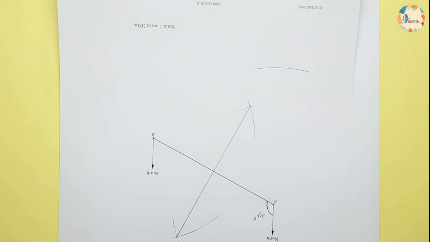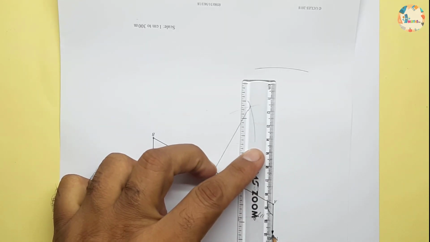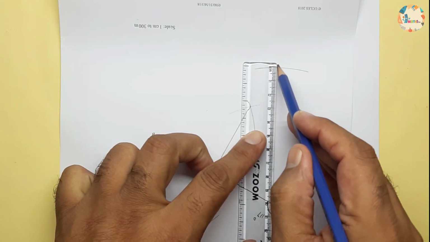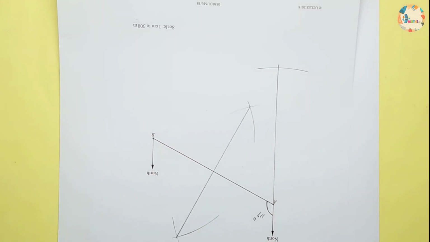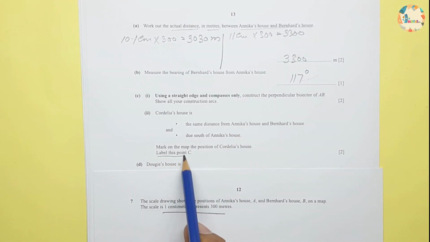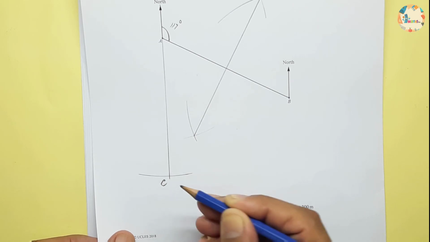And due south means it will be opposite to north, so we can take this north as reference, so it will be over here. So this is C, which they are asking us to mark as C. See this one, label this point as C. So on the map we have marked this as C.